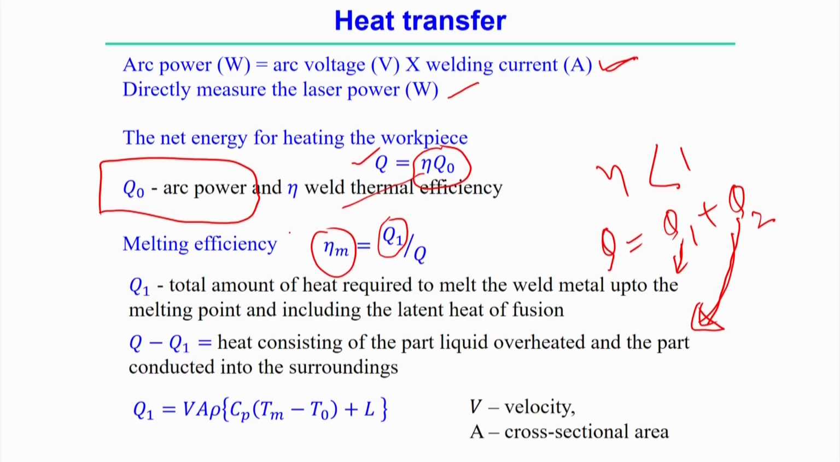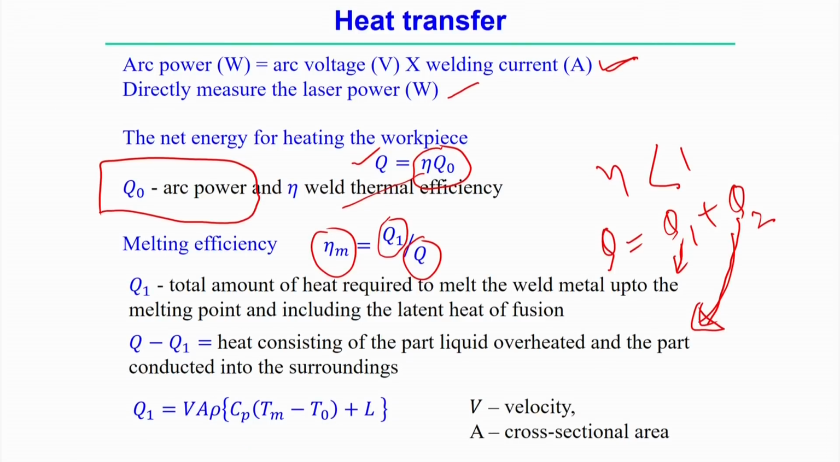So, based on that we can find the melting efficiency. Q1 is actually used just for melting the substrate material, and with respect to what is supplied to the workpiece, Q, that ratio can be defined as the melting efficiency.